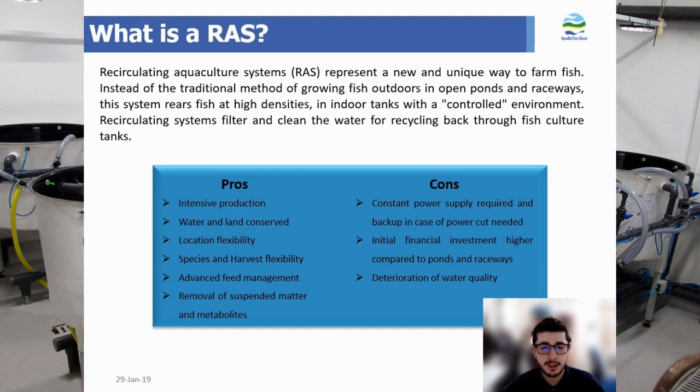Advanced feed management. In a RAS system, feeding is highly controlled and waste is minimized. Fish are fed with manual or automatic systems to maximize growth performance. Removal of suspended matter and metabolites is necessary to ensure good water quality, and they can be reused as fertilizer or a source of nutrients. Other pros are durability of the tank equipment, reduced dependency on antibiotics, high quality of fish, broad range of species irrespective of temperature requirements, and reduced stress due to water conditions, pollution and predation.